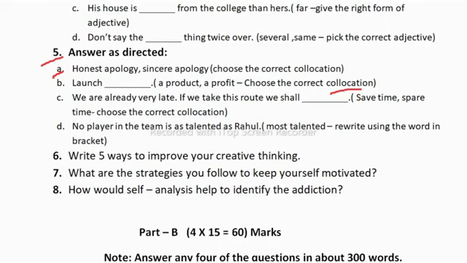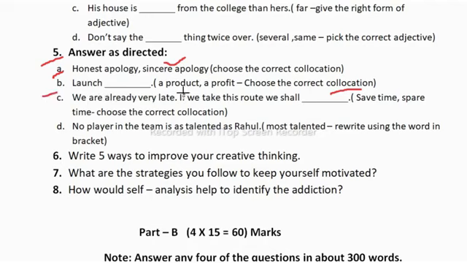Like we say fast food, but we cannot say quick food. So these types of words are called collocations. Some words fit together and some words don't fit together, that's why it's called collocation. So here you have to choose the correct one, which words are fitting together. Honest apology or sincere apology? Though they are synonyms, we have to choose sincere apology.